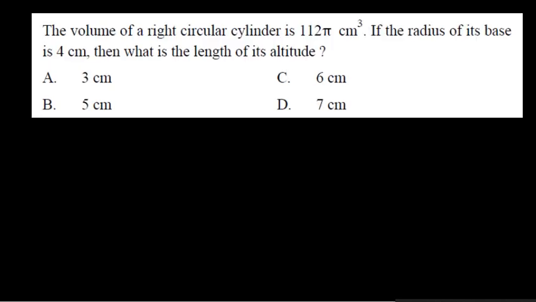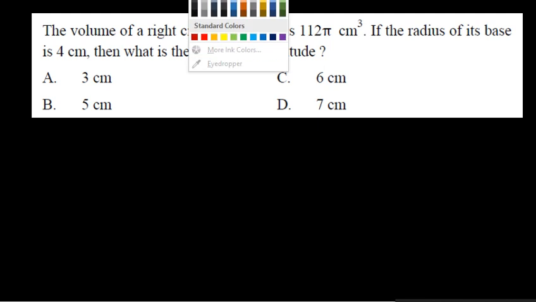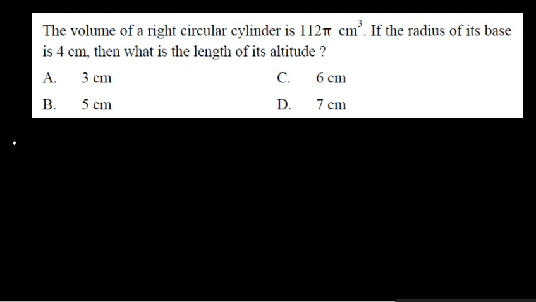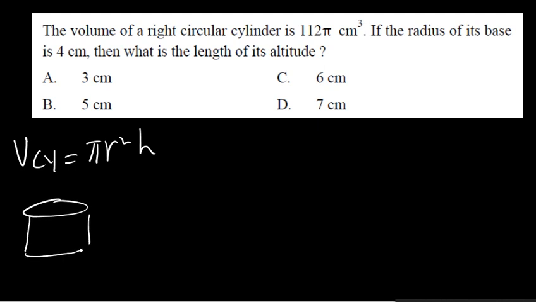The next question says, the volume of a right circular cylinder is 112 pi centimeter cube. If the radius of its base is 4 centimeters, then what is the length of its altitude? First of all, we need to recall the formula for volume. The volume of a cylinder is pi r square h, base area times height. A cylinder is a three-dimensional figure. The base is circular, so with base radius r and height h, the volume is base area times height, and the base area is pi r square.